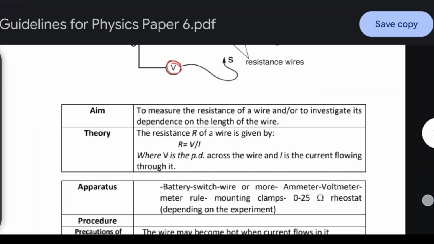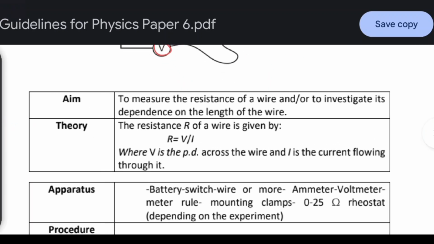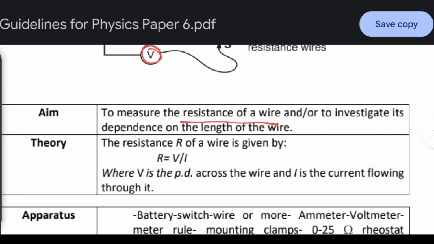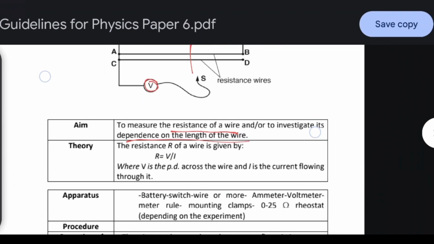To measure the resistance of the wire or to investigate its dependence on the length of the wire. So there are two things you are going to measure: the resistance of the wire. This is the procedure. The procedure given here, you can use it for two things: to measure the resistance of the wire and to investigate the dependence on the length of the wire. So you basically keep changing the length of the wire and check what the resistance is.